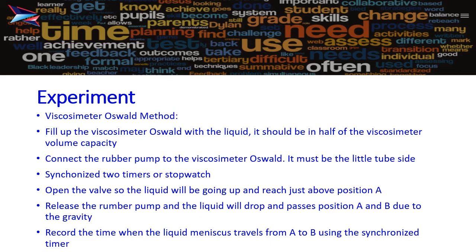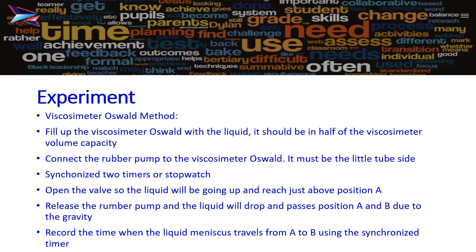And then release the rubber pump, and the liquid will drop and pass positions A and B due to gravity. So the liquid will go through the fine tube and reach A, then go down past to B because of gravity. What you need to do is record the time when the liquid meniscus, which you can see on the fine tube, travels from A to B using the synchronized timers.